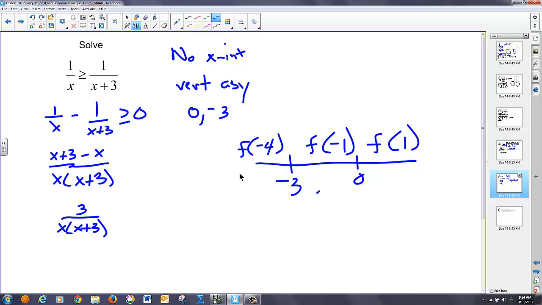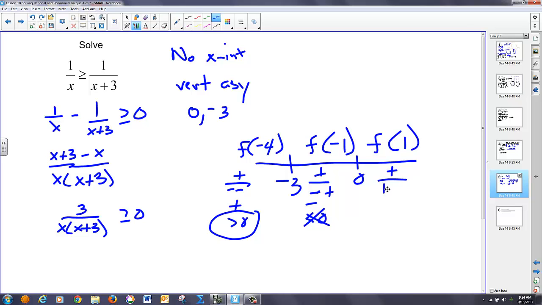So I have a positive on top, 2 negatives on bottom, which is a positive, which is greater than 0. I like that because I'm looking for values greater than or equal to 0. Then I plug in a -1, get a positive on top. On the bottom I get a negative and a positive, which ends up being a negative, which is less than 0, and I don't want that. Plug in a +1, I get a positive, positive, which is greater than 0 because that's positive, and that's what I want.